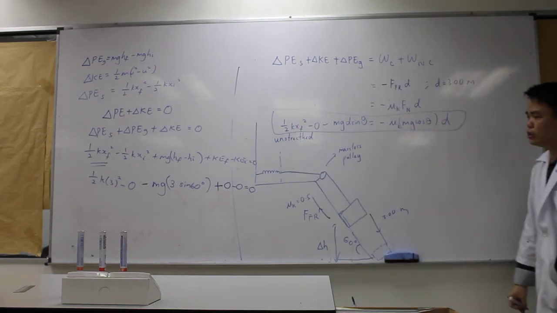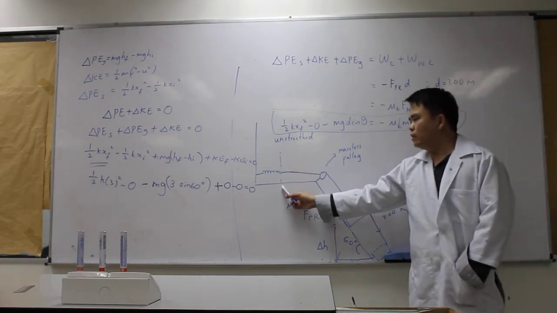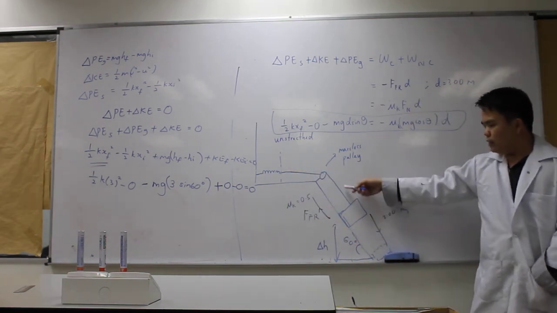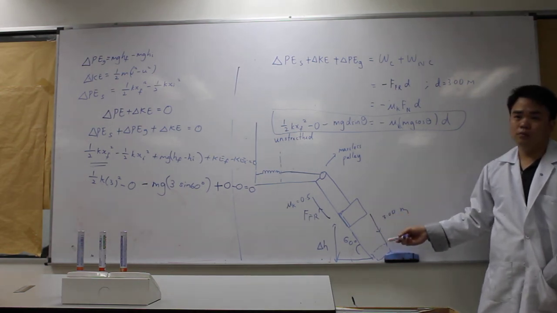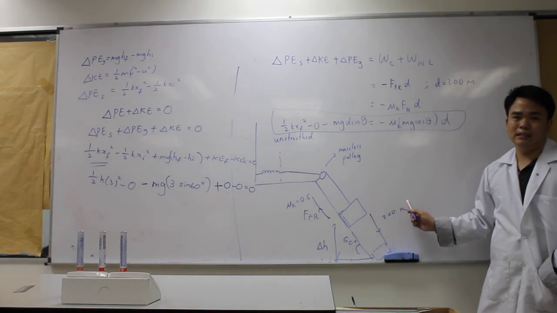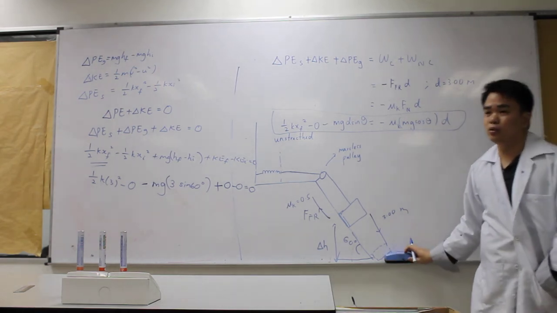Okay, I repeat the question. Initially it is unstressed like this. Due to the gravity, it slides down. It is sliding down until 3 meters, then stops. Let's say there is such a case. So you can use this method to do it.